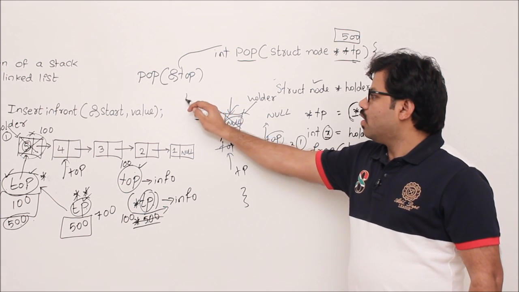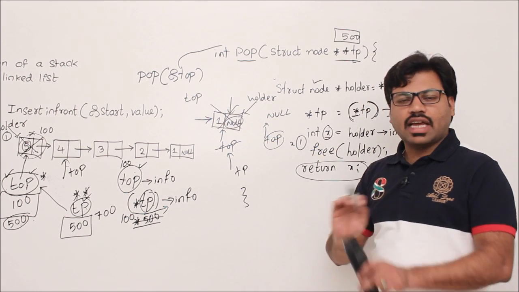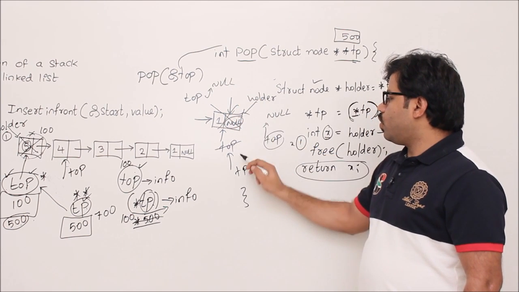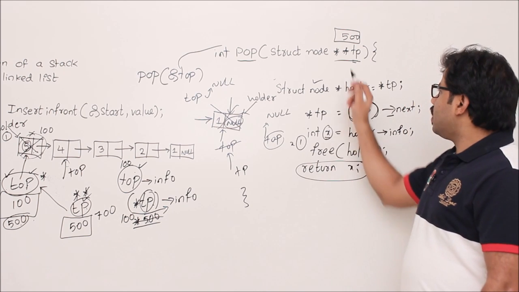We'll see the empty linked list case, that means the stack is empty. Let's say the stack is empty; we know that top is going to point to null. When top is null, what happens?